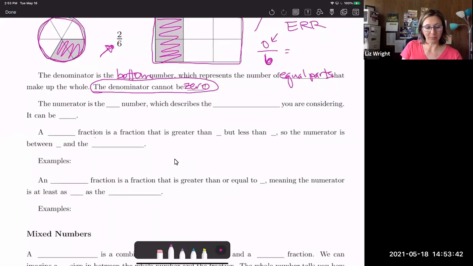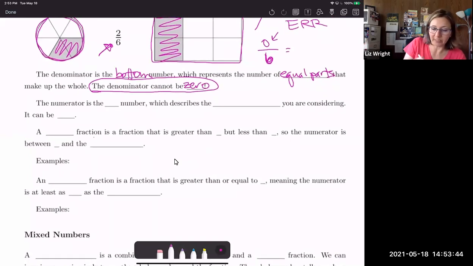All right, so the next one here, the numerator. If it's not the bottom number, it's going to be the top number. And it is going to describe the number of parts. We're going to have to scrunch this one in. Number of parts that you are considering. And we already talked about it. Can it be 0? Yes, it can. It can be 0.